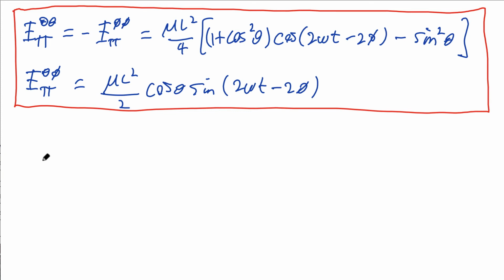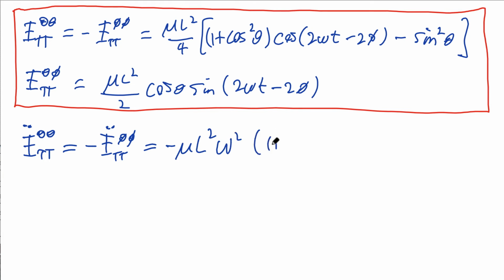Now the metric perturbation is constructed from the second time derivatives of the TT projection of the reduced quadrupole moment. So let's compute I bar TT theta theta double dot, and that's just minus I bar TT phi phi double dot. Each time we take a time derivative, we pull out a factor of 2 omega. So this is equal to minus mu L squared omega squared times 1 plus cosine squared theta times cosine of 2 omega t minus 2 phi.